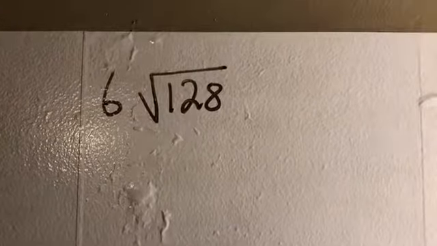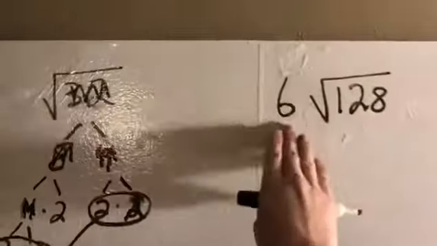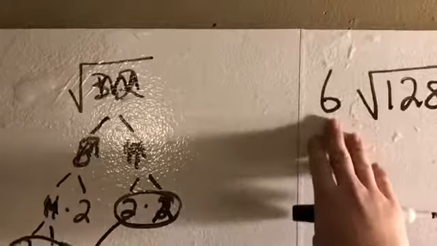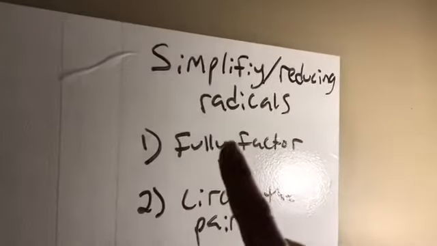Let's try out another example. So the only way this one is different than the other problem is I have a number that's sitting out front, which we'll have to keep track of at the very end. Think of this as the getaway driver, ready for El Chapo. So we need to simplify this radical. So I'm first going to fully factor, break down how can I multiply to get to 128.